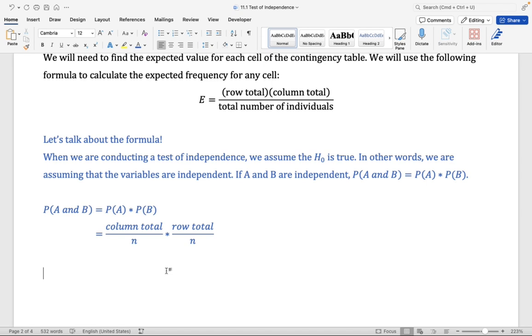Now, when we're finding the expected value, we want the number of individuals. The probability of A and B that we have here above can help us find the number of people or the number of individuals in that specific cell. So to find the expected count, we need to take the sample size, the number of individuals in our sample, and we need to multiply by the probability of A and B. So we're multiplying it by this expression here.